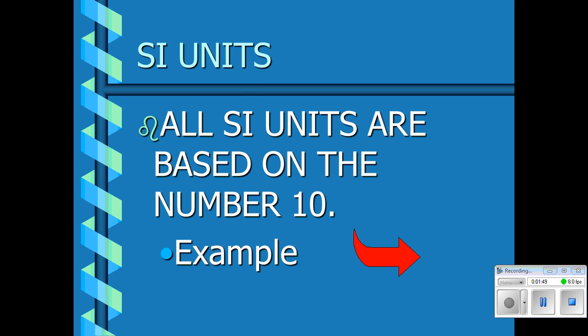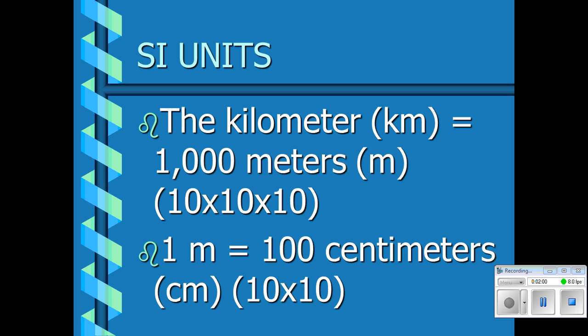All SI units are based on the number 10. So if you can count up by tens, that's how we're going to do these SI units in the metric system. A kilometer, or the abbreviation for kilometers, km. 1 kilometer equals 1,000 meters, and the abbreviation for meters is m. So you start out with the base 10, multiply by 10, you get 100. Multiply 100 by 10, you get 1,000. So you have 1 kilometer, 10 times 10 times 10. Or 1 meter equals 100 centimeters. cm is the abbreviation for centimeters. 10 times 10 gives you 100.